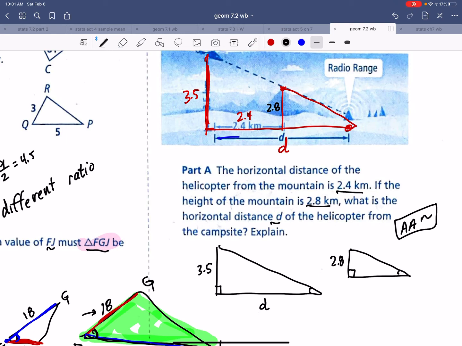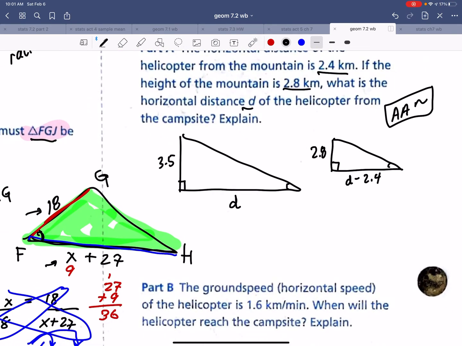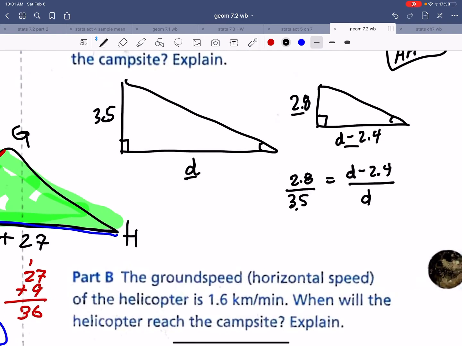So let's see, this distance here, let's play around with this a little bit. If the distance was 5 kilometers, then this distance would be 5 minus this 2.4, right? That's how I'd figure that out. But I don't know that it's 5. It's just D. So this has to be D minus 2.4. Okay, now we can figure this out. So we can order the sides, least to greatest, D minus 2.4, and cross multiply to solve.